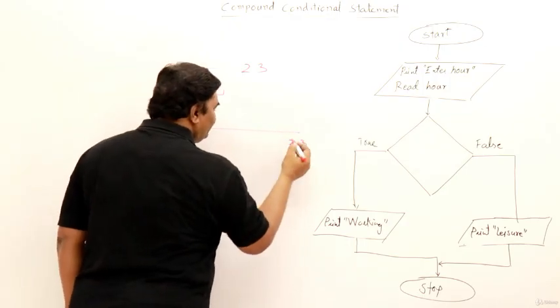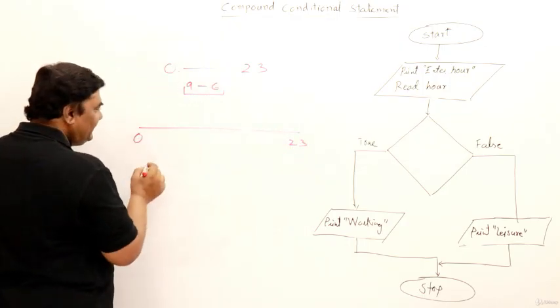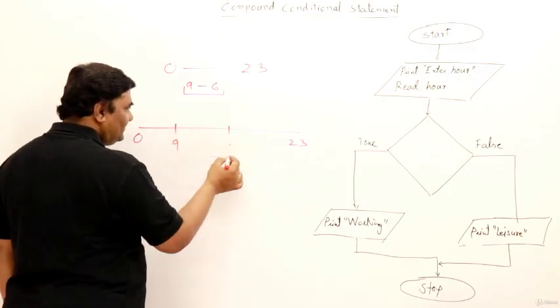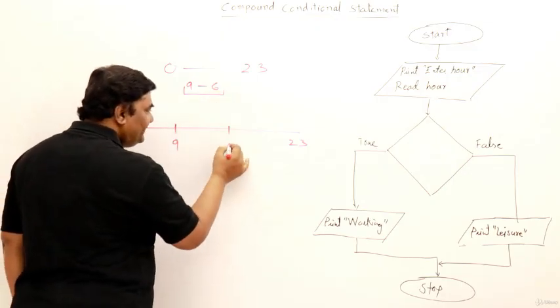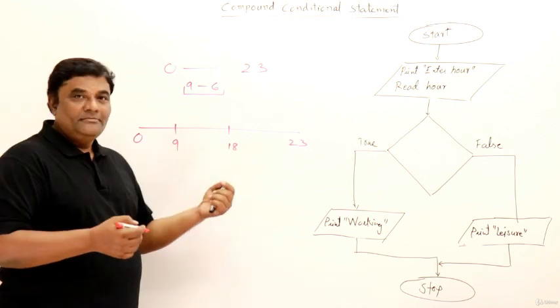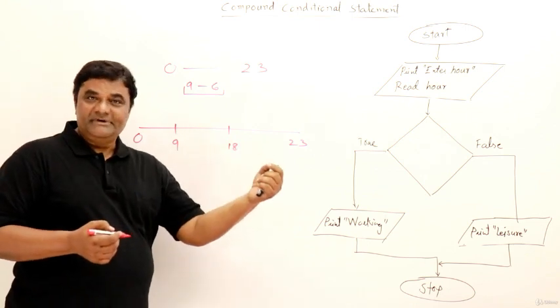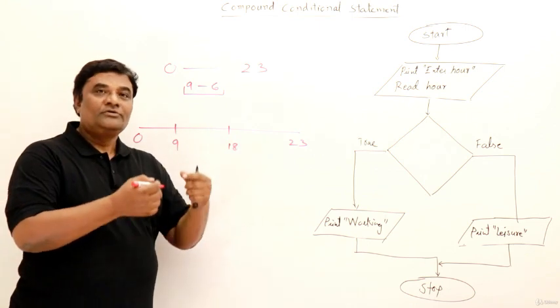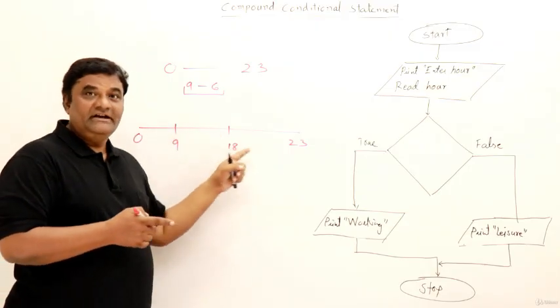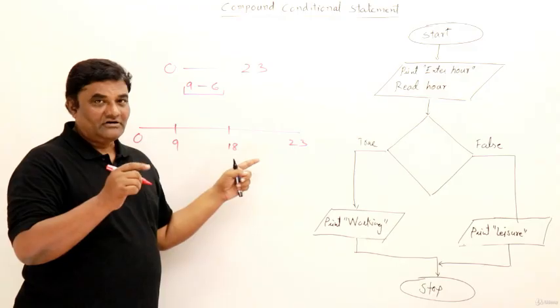23 hours, right? Total 24 hours from 0 to 23. Now suppose this is 9 o'clock. So 6 o'clock evening will be taken as 18 hours in a 24-hour clock. Morning 9 a.m. to evening 6 p.m., people do a job. So that job hours are from 9 to 18, in a 24-hour clock.